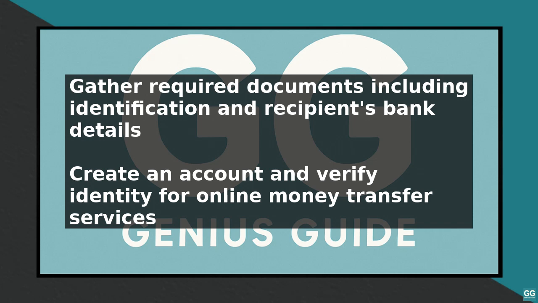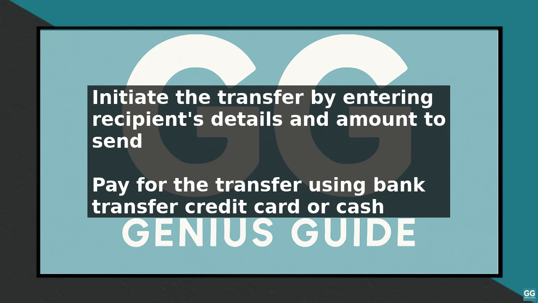Then, initiate the transfer by entering the recipient's details and the amount you want to send. You will also need to pay for the transfer, either by bank transfer, credit card, or cash, depending on the service you choose. After initiating the transfer, the service provider will process the transaction and convert your Singapore dollars to Malaysian ringgit. The recipient will then receive the funds in their bank account, usually within 1 to 3 business days, depending on the service and transfer method.